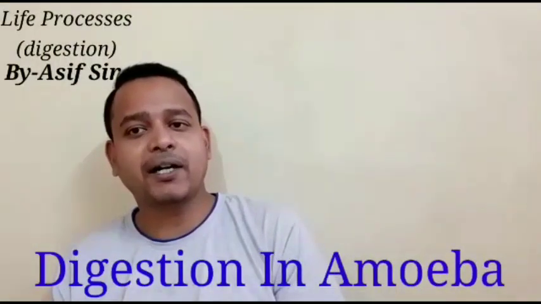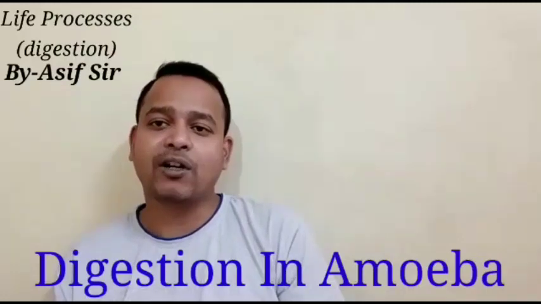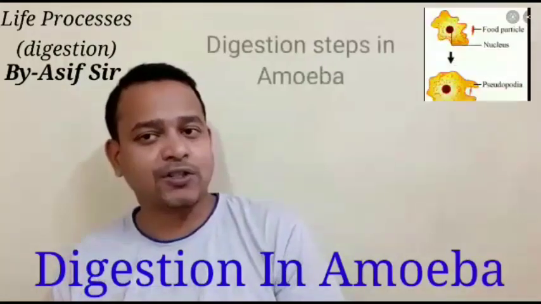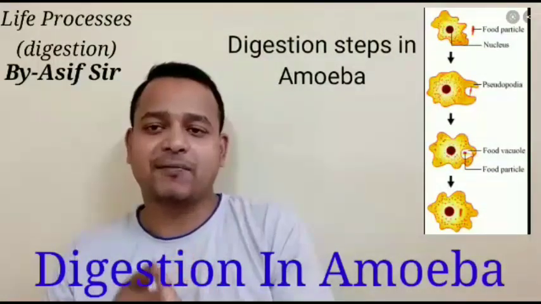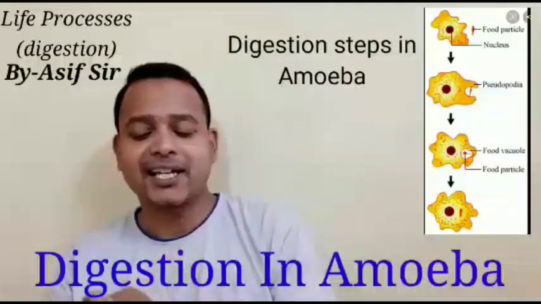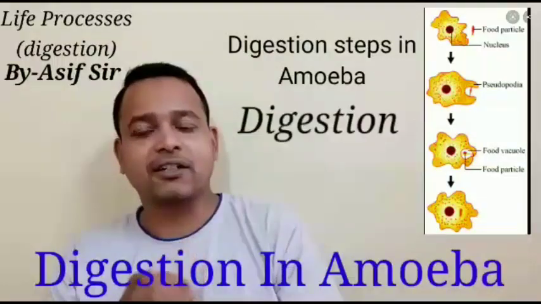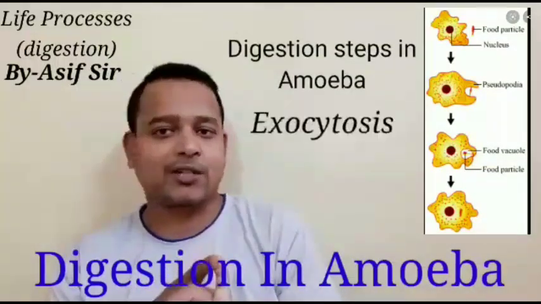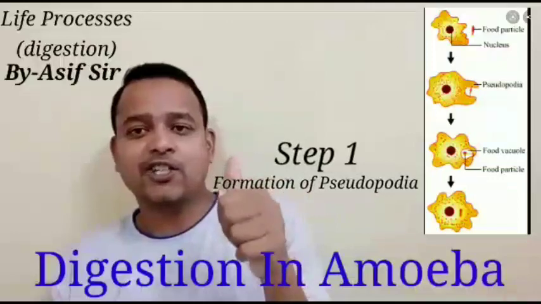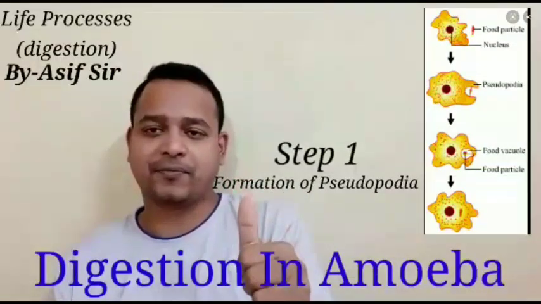The digestion in amoeba can be divided into 4 major steps. What are those? The first step is formation of pseudopodia. Second is ingestion. Third is digestion. And fourth is exocytosis.